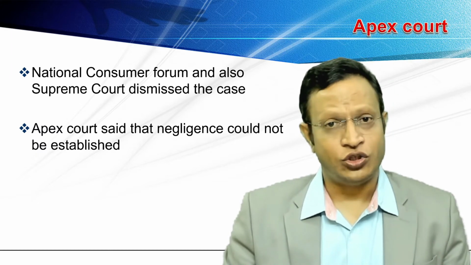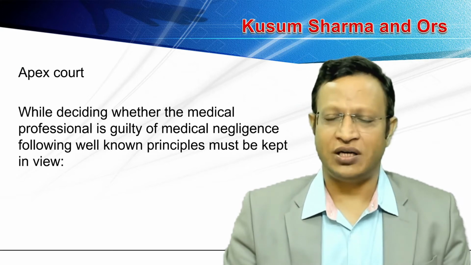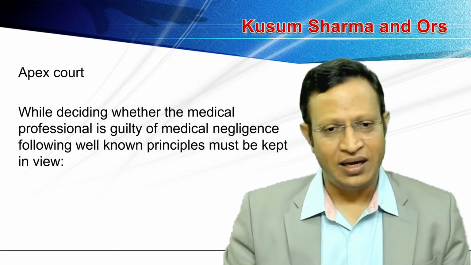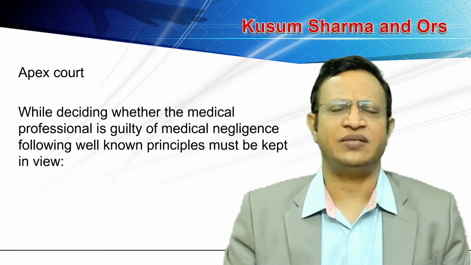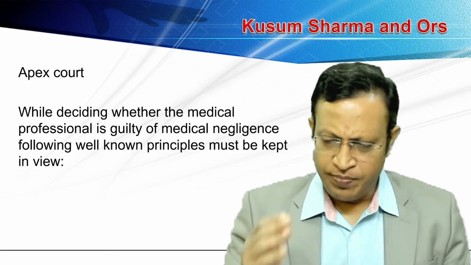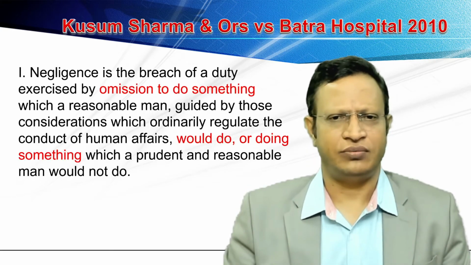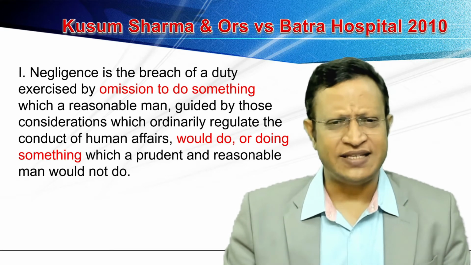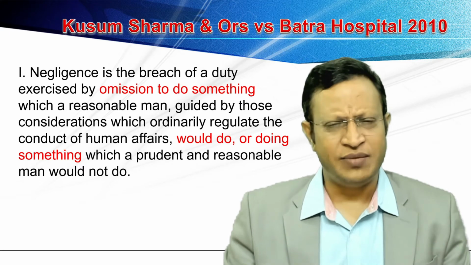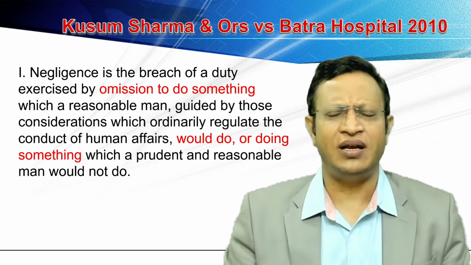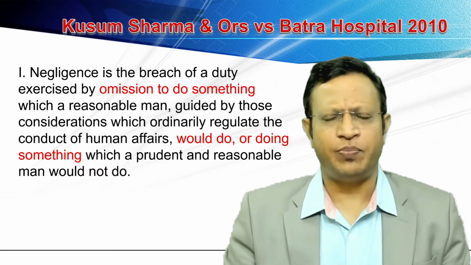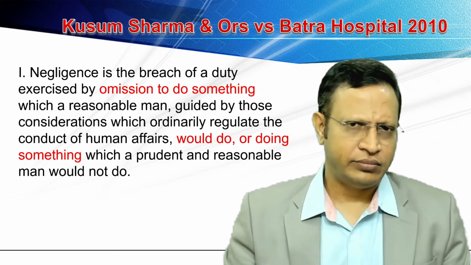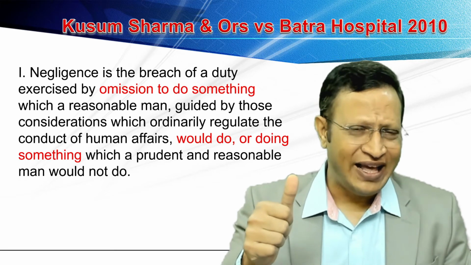However, the Supreme Court went further in this Kusum Sharma versus Batra Hospital, clearly deciding about medical negligence. It laid down some important principles. Those important principles we are going to discuss now. First principle: negligence is a breach of duty exercised by omission to do something which a reasonable man, guided by those considerations which ordinarily regulate the conduct of human affairs, would do, or doing something which a prudent, reasonable man would not do. This first principle is very essential.